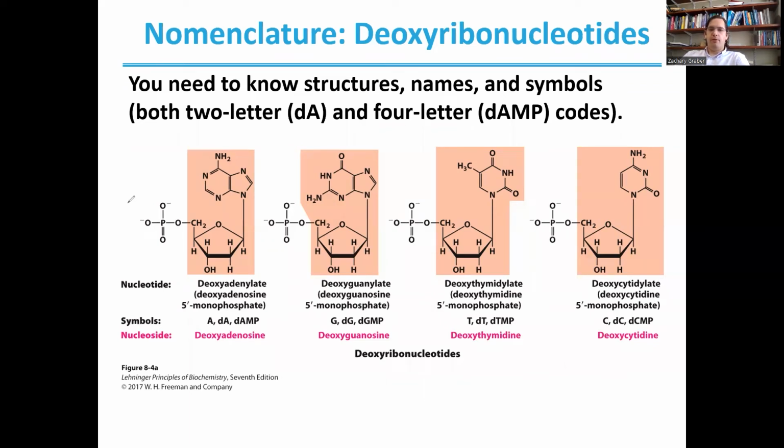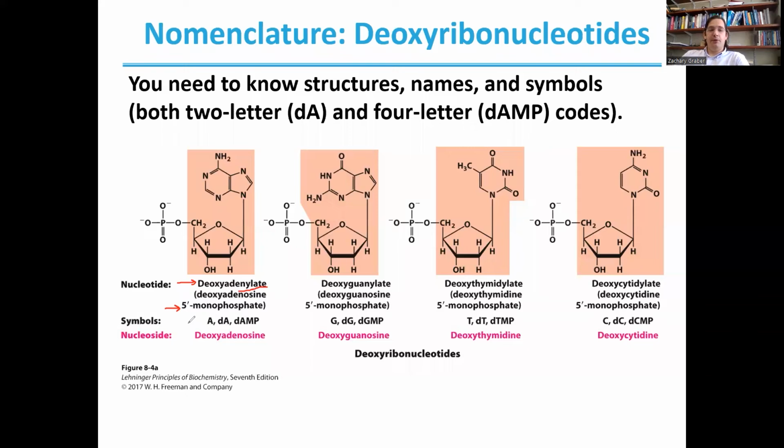So here are the 4 nucleotides for our DNA. You can notice our full names here with that adenylate ending and our deoxy at the beginning. You'll also often see the position of our phosphate noted. So this is a 5' monophosphate because we have a single phosphate attached.